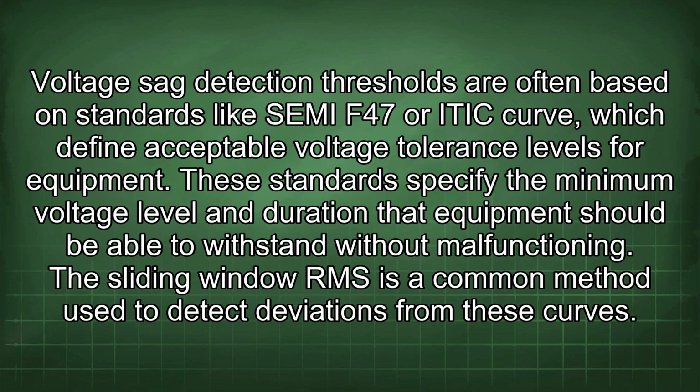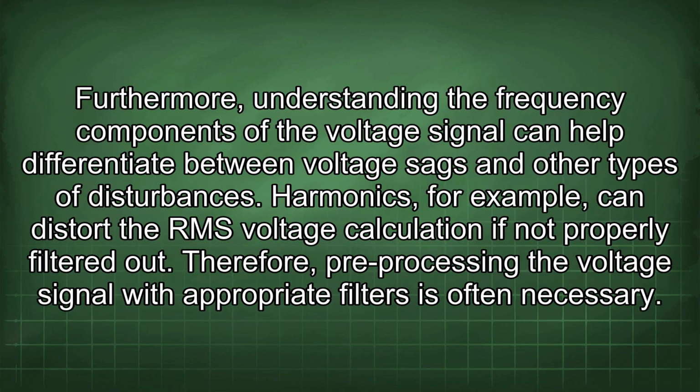Voltage sag detection thresholds are often based on standards like SEMI F47 or the ITIC curve, which define acceptable voltage tolerance levels for equipment. These standards specify the minimum voltage level and duration that equipment should be able to withstand without malfunctioning. The sliding window RMS is a common method used to detect deviations from these curves. Furthermore, understanding the frequency components of the voltage signal can help differentiate between voltage sags and other types of disturbances.